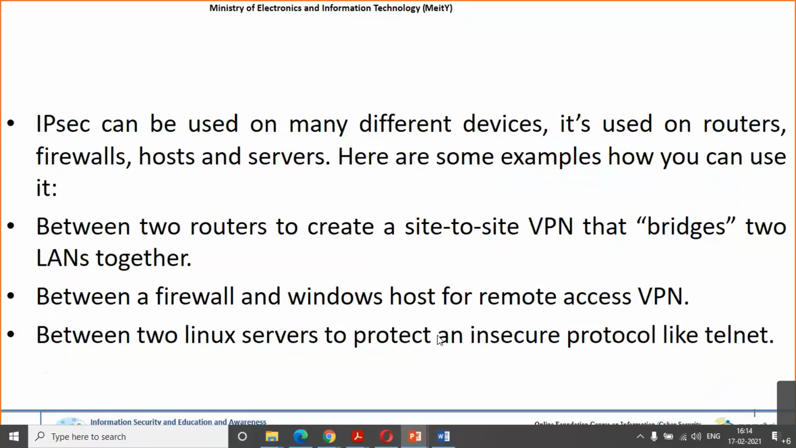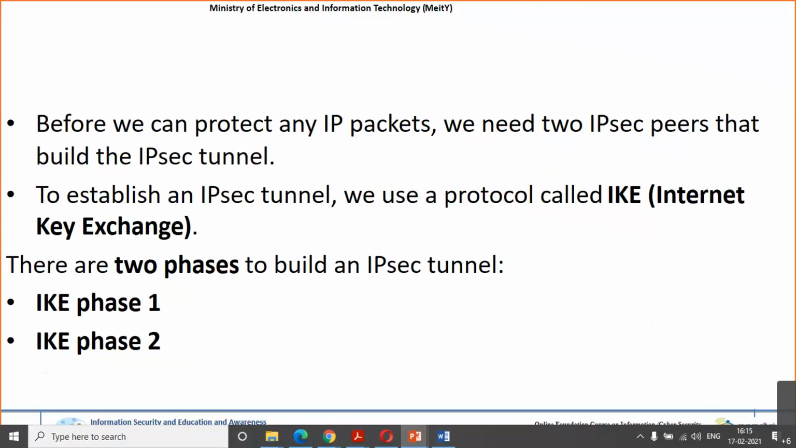Where is IPSec used? IPSec can be used on many different devices. It is used on routers, firewalls, hosts, and servers. It is used between two routers to create a site-to-site VPN that bridges two LANs together. It is used between a firewall and a Windows host for remote access VPN, and between two Linux servers to protect an insecure protocol. It can also be used between two desktop systems to protect against security leakage through Telnet and other insecure protocols.